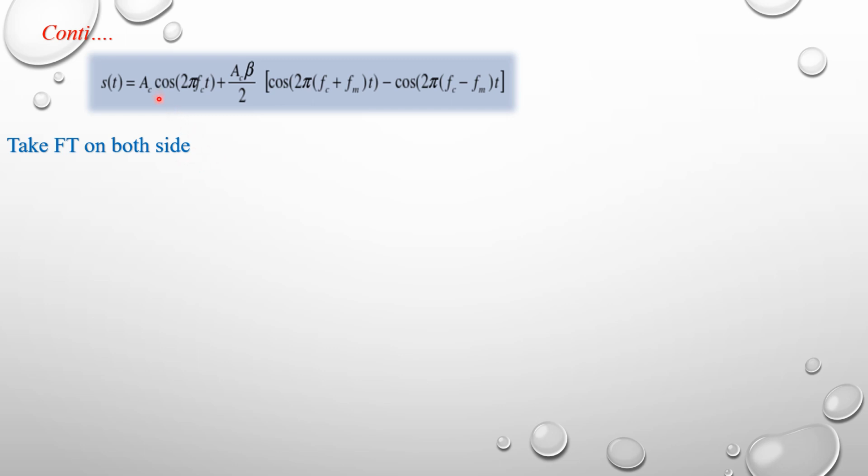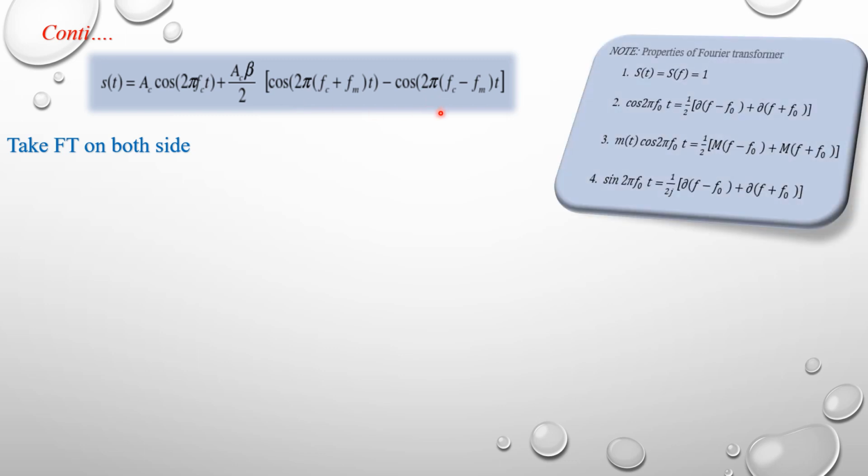The first term is in the form of a cosine series, the second is a cosine series, and the third term is a cosine series. So we know that cos 2 pi f naught t is equal to 1 by 2 [delta(f minus f naught) plus delta(f plus f naught)]. Here in the first term f naught is equal to fc, in the second term f naught is equal to fc plus fm, and in the third term f naught is equal to fc minus fm.